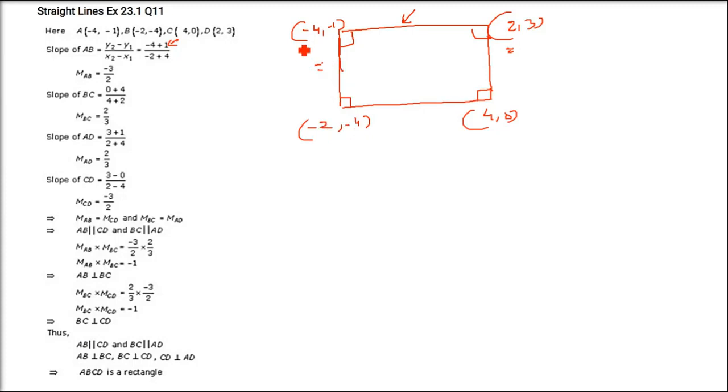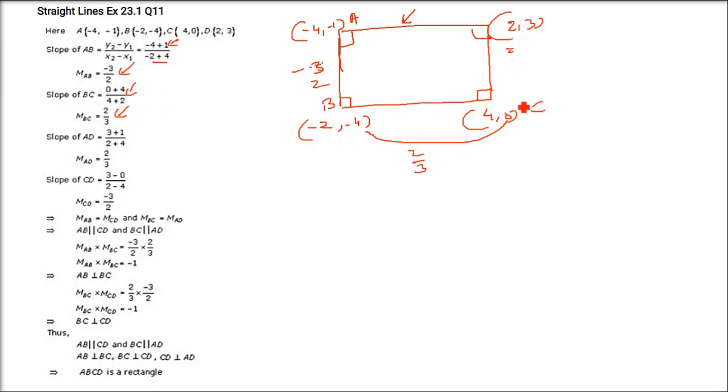So this first line which I am pointing out, what is the slope? -1 by -4 by -4 -2. So -3 by 2 is the slope. So this is A, this is B, this is going to be C, and the other one is going to be D. So now what is the slope of BC? 0 -4 divided by 4 -2, that is going to be 2 by 3 again, 2 by 3.